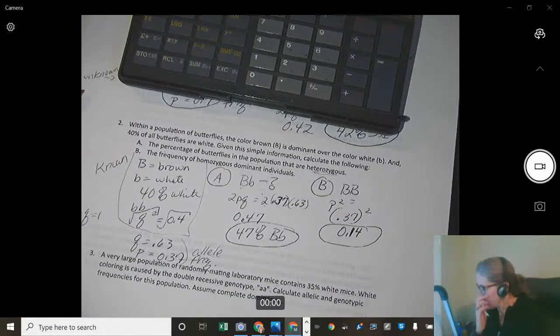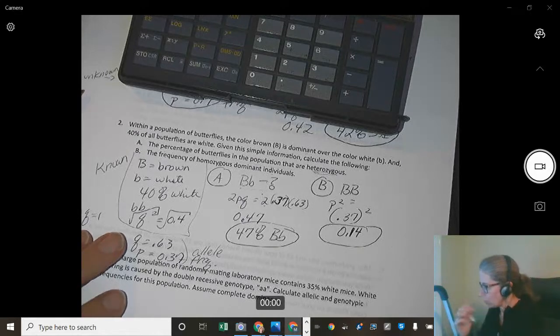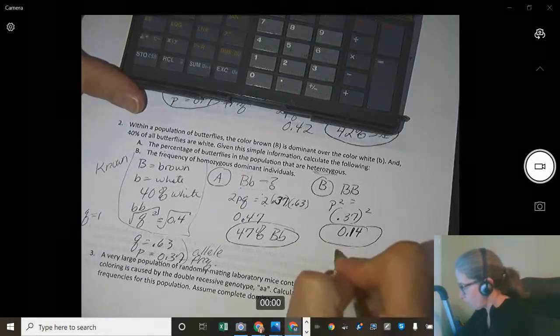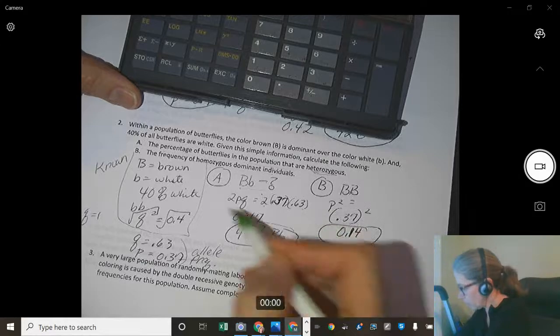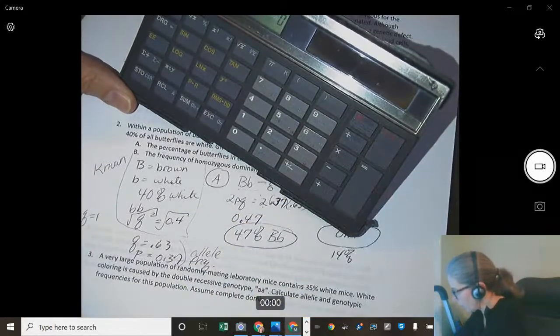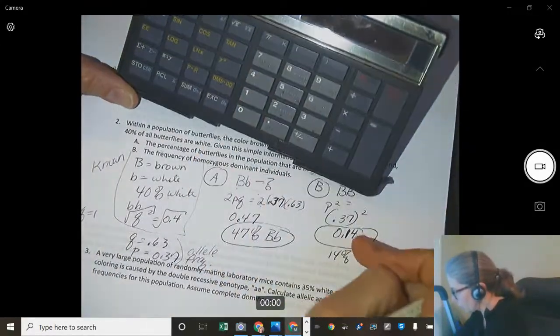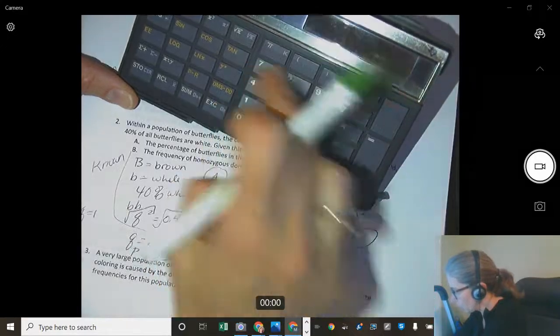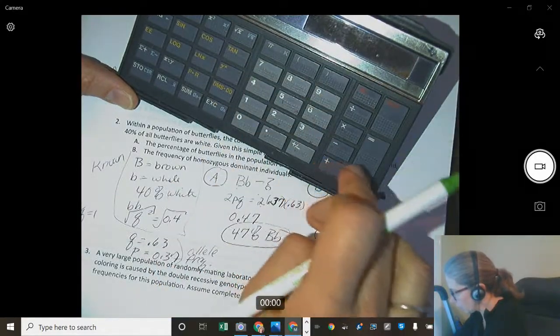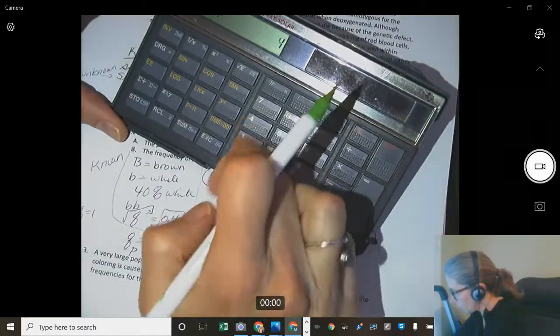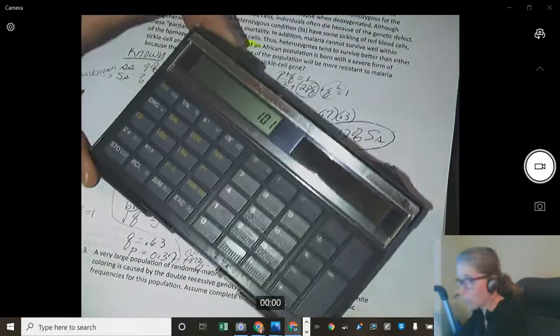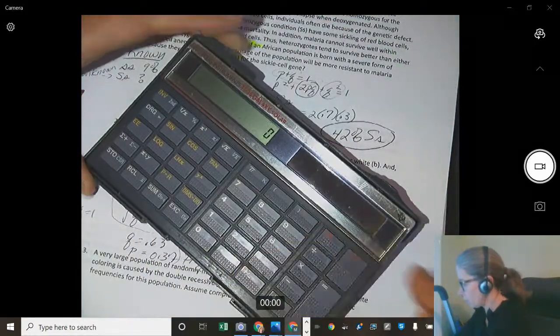It's not a bad idea to double check all of this stuff. So if I add 14% plus 47 plus 40, let's see if I get 100. So 14% are dominant, plus 47% are heterozygous, plus 40% are homozygous recessive. I get 101, which is pretty close to 100.